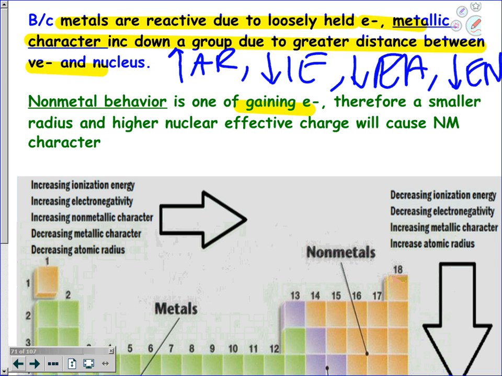Non-metallic character, those are going to be the ones that are what in terms of atomic radius? Smallest, meaning that they are so small, their nucleus is so close to the perimeter, they will take on the extra electron and continue with that electron again.